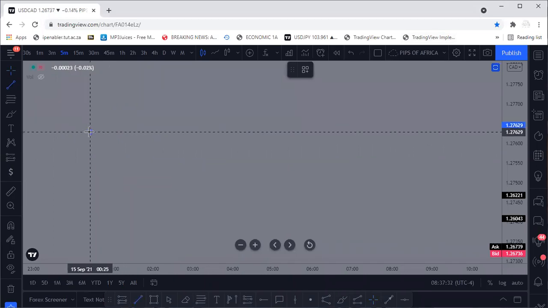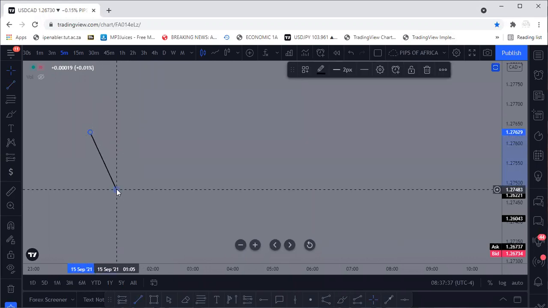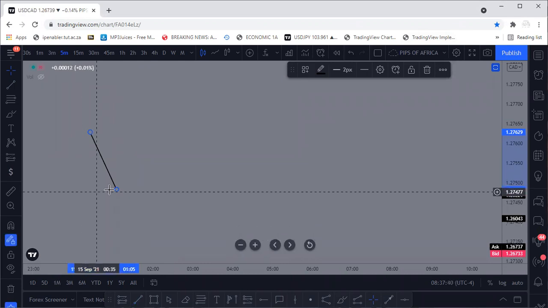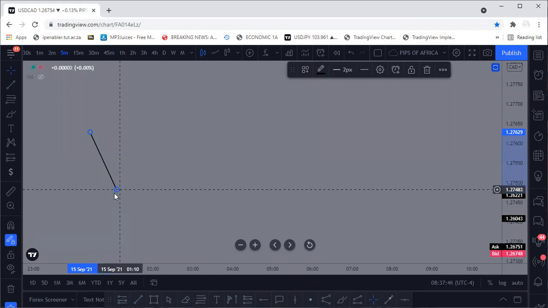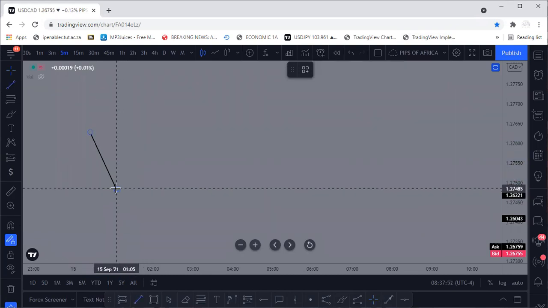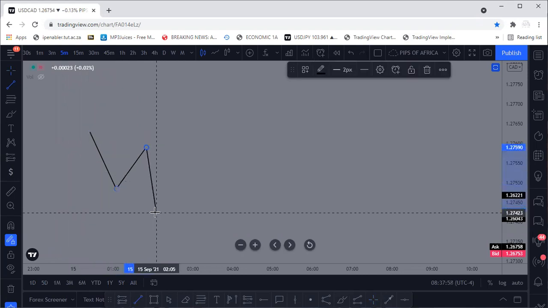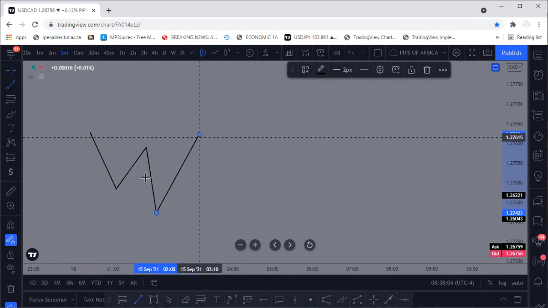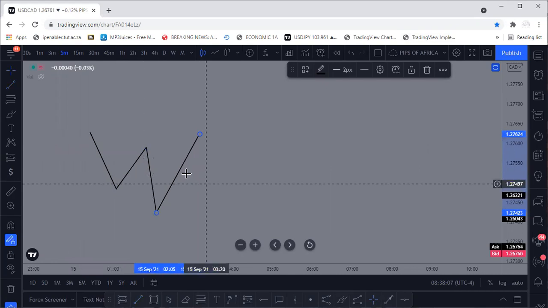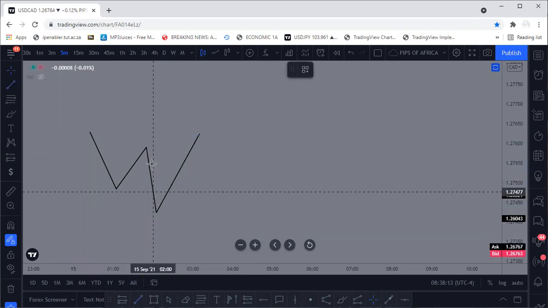Let's say the market was going bearish, going down, and then going up, creating the lower high, lower low, lower high. Maybe let's say the price is now breaking this lower high here. You can see somewhere here, there's a break of market structure.